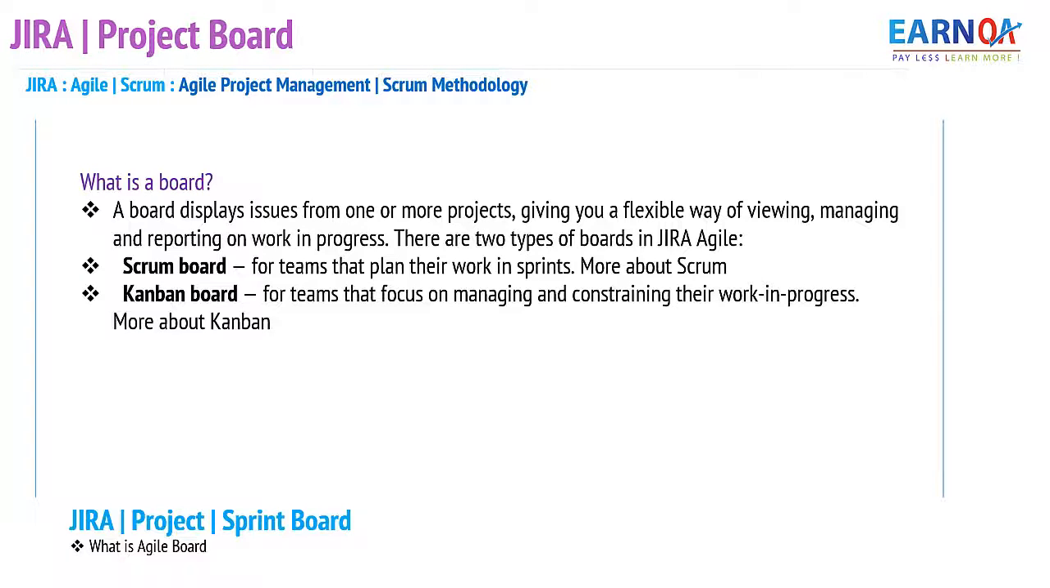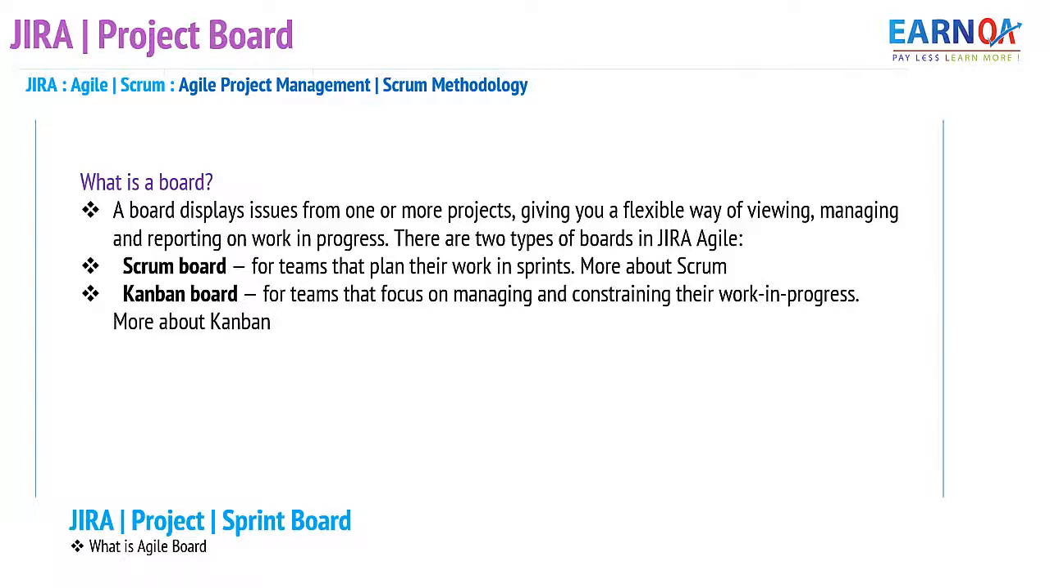And to give you one definition of an agile board: what is an agile board? A board is a display that gives you all the issue information so that we can view, manage, understand, and report on the day-to-day execution. And typically there are two kinds of boards, the Scrum board and the Kanban board. So what are the Scrum board and the Kanban board?